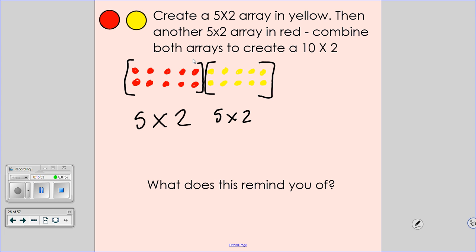You would have 2 columns of 10. 2 rows of 10, yep. Are we good? Sabrina, you good? Do you understand what I'm doing? Yeah. Took a 5 by 2, another 5 by 2, and I squished it together, and I got a 10 by 2. Good.